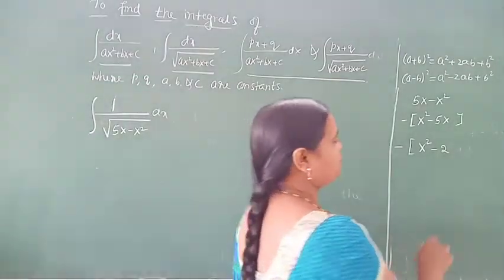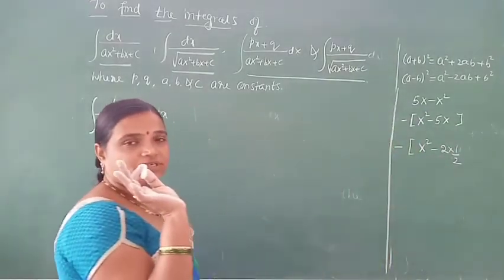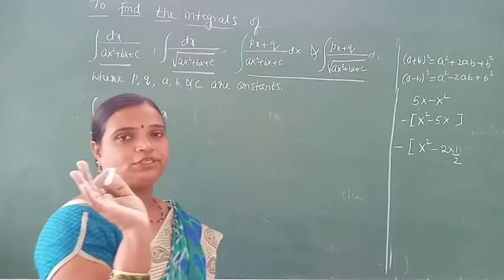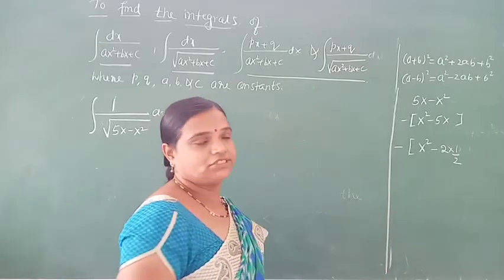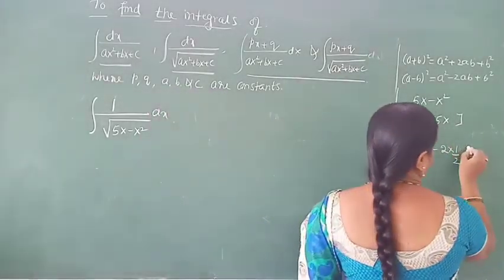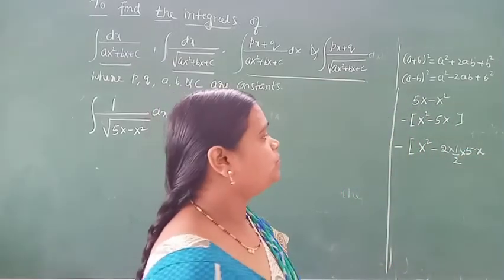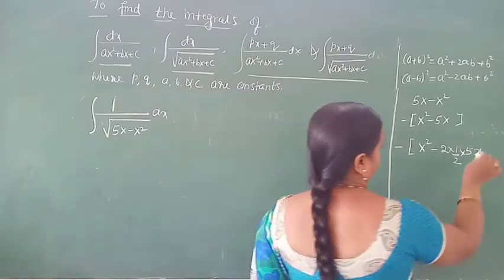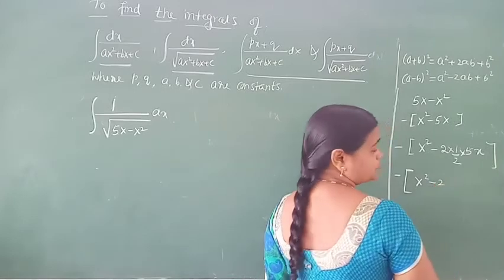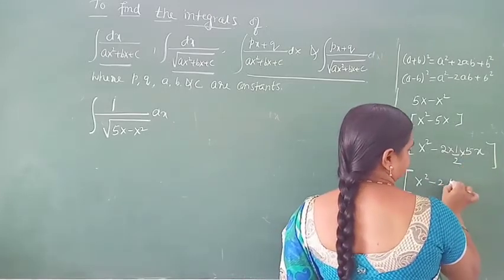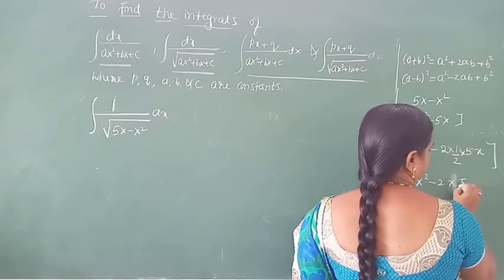Understood or not? If we take it, we compulsorily have to multiply so that it is balanced. If you multiply by 2, naturally divide so that it is balanced. Next, 5x, I will write 5x. 2 into 1 by 2 minus 5x. Next, see, minus x square minus 2 into 5 by 2. Better I write 2x into 5 by 2.